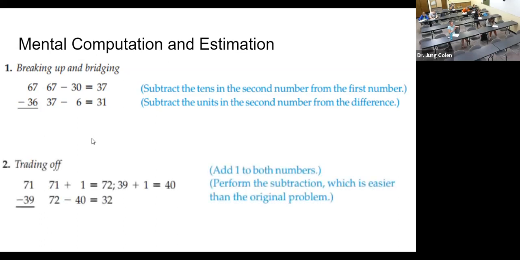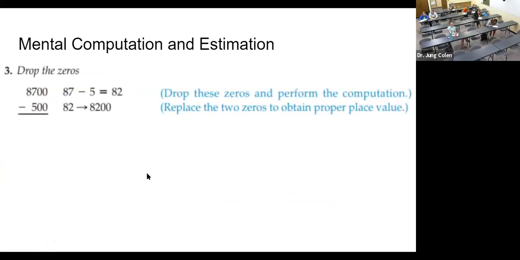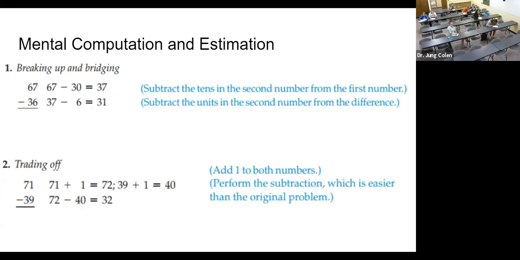Trading off. Trading off, we already talked about this. It's compensation. So if we are adding 1 more to 39, that's actually taking away 1 more, right? Because of the distributive property. So if we are adding 1 more to the subtrahend, we need to do the same thing to the minuend, so we can make it an easier number. So instead of doing 71 minus 39, 72 minus 40. That's so much easier to do mentally. So 72 minus 40 is 32. You can do that mentally, right? So that's trading off. Are we good so far?